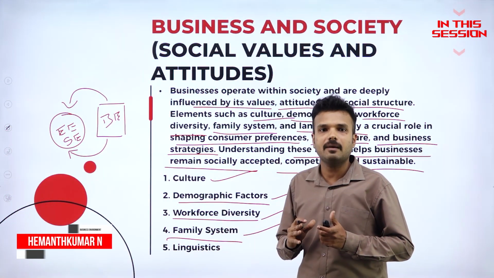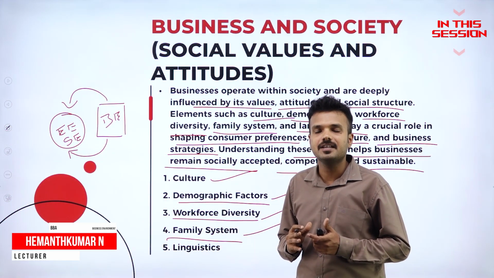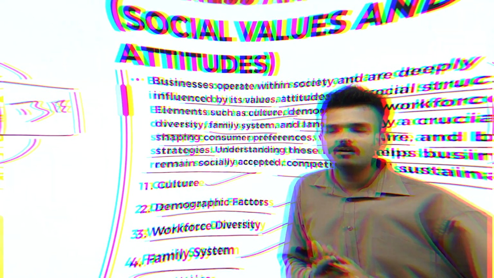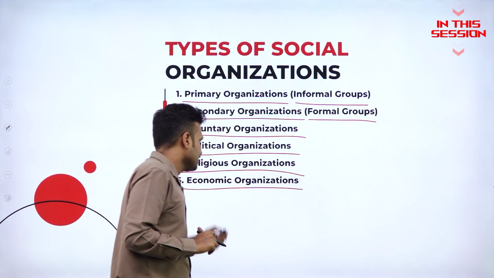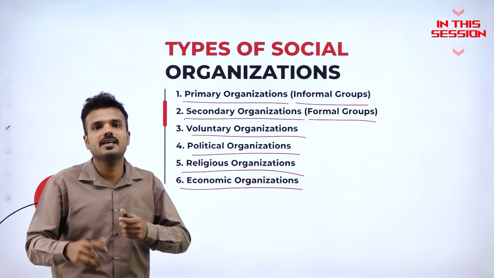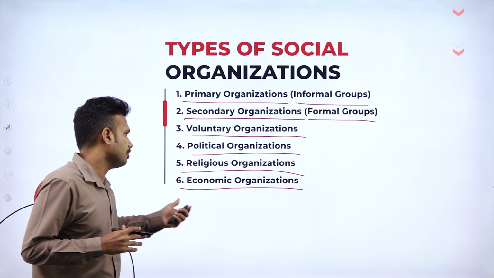When it comes to family systems in our country, there are two categories of family system that are being followed. Economic organization. The organization whose motto is economic generation, that we call an economic organization.